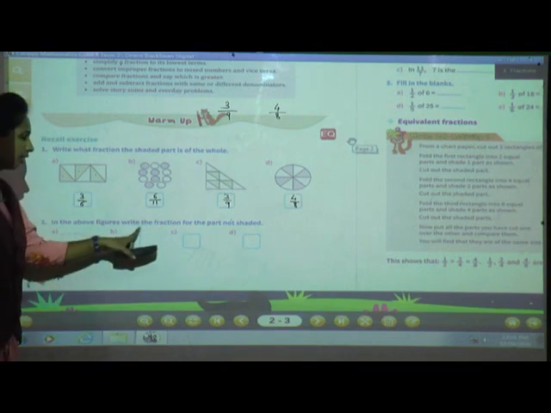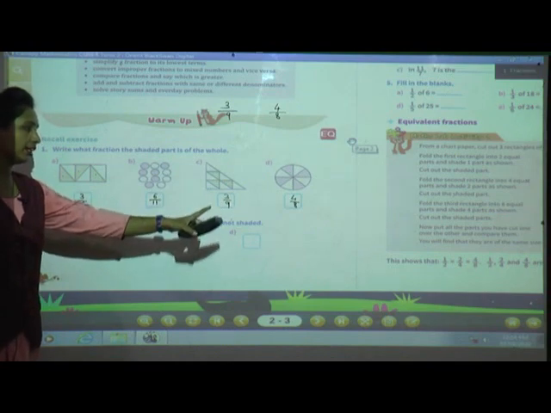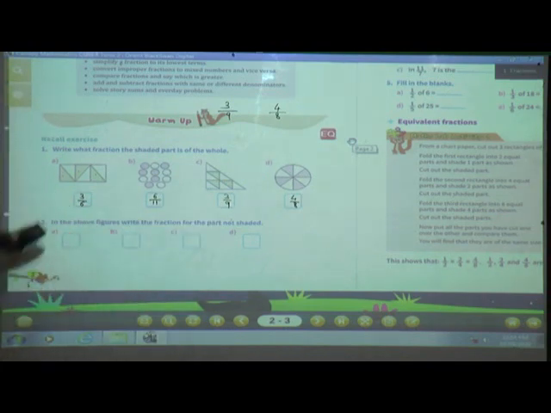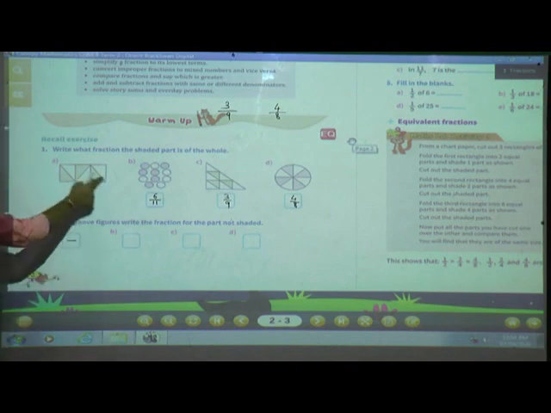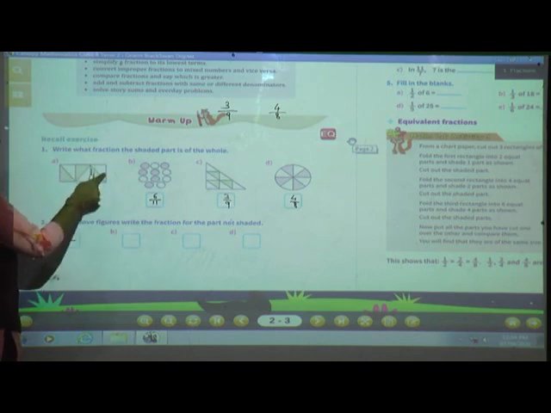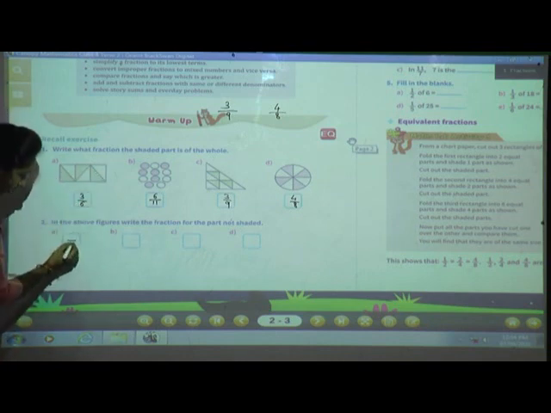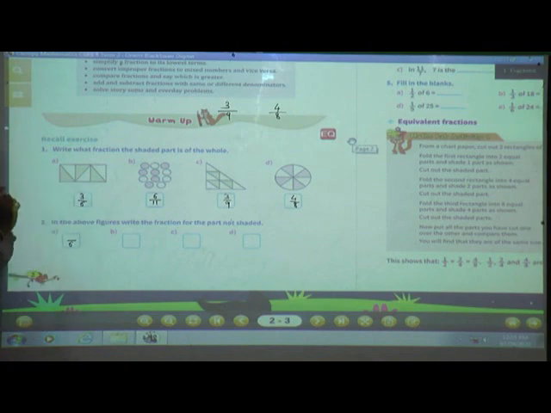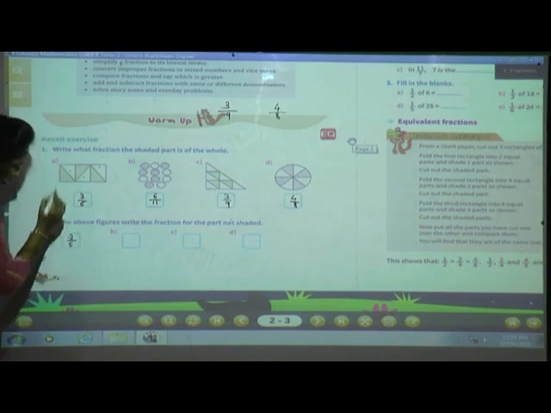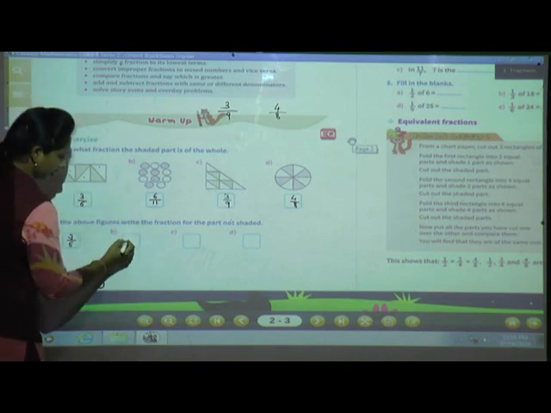In the above figure, write the fractions for the part not shaded. Now we have written here the shaded part. Now we have to write how many parts are not shaded. First you have to write the whole part of the given shape. So this given shape whole part is what? How many parts are there in whole? 6 we have written, so write as it is. Now we will count how many parts are not shaded. 1, 2, 3. So write on the top. Clear? Yes.